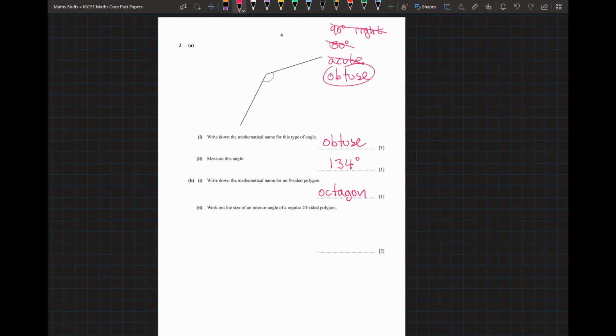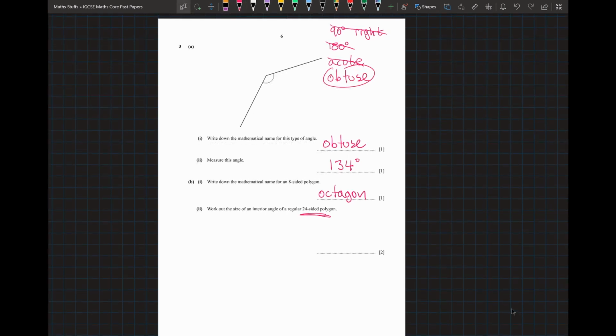Alright, work out the size of an interior angle of a regular 24-sided polygon. Now, these questions I am not a huge fan of because it's actually asking you, have you memorized an equation to figure this out? So in our case, yes, we have memorized equations to figure this out. Now, this is asking about the size of an interior angle. So that means if we have this shape with a bunch of sides, 24 sides, they're just asking about how big is one of these angles going to be, not the sum of the interior angles.